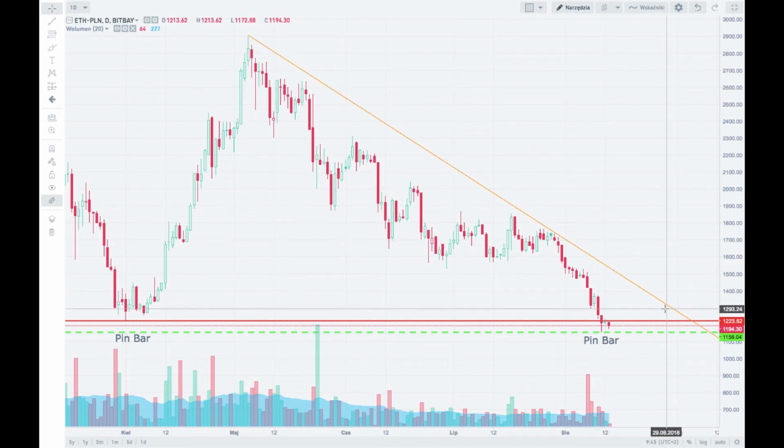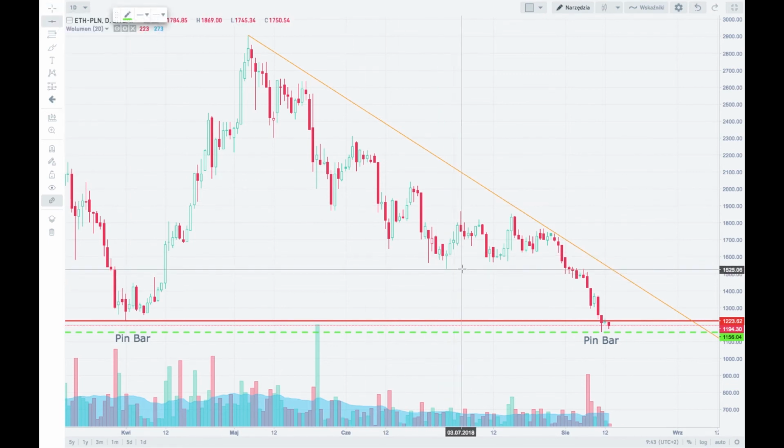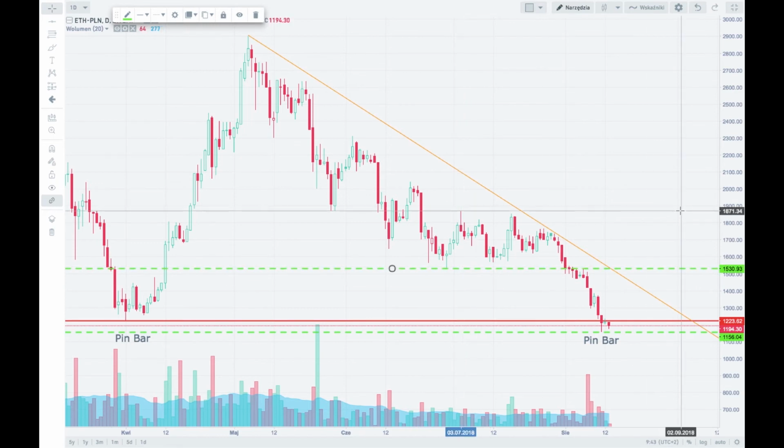As you can see here, I may mark this trend line in orange, and the first level to break higher would be, of course, this level of the resistance and this level here where the orange trend line is. So that's roughly around 1,500.